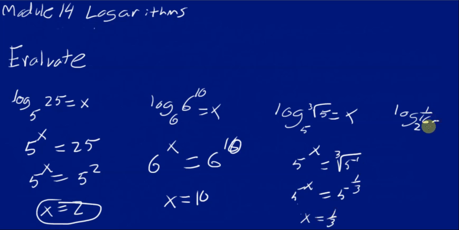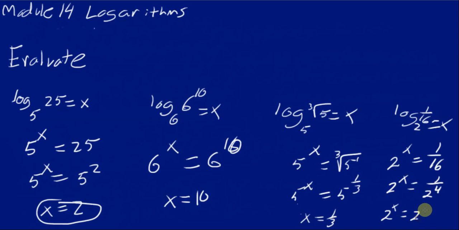Finally, we've got this value. We want to evaluate it. So I'm going to say 2 to the x is equal to 1/16. Well, I can rewrite 16 as a power of 2. And in fact, that's going to be 2 to the 4th. But it has to have a base of 2, not 1 over a base of 2. So 2 to the x is equal to 2 to the negative 4 by bringing it up from the denominator. So x is equal to negative 4.